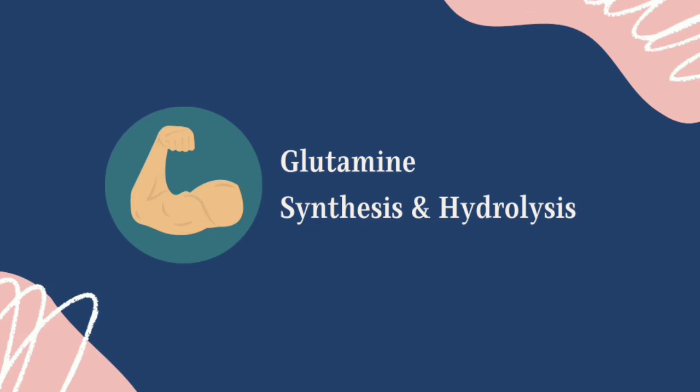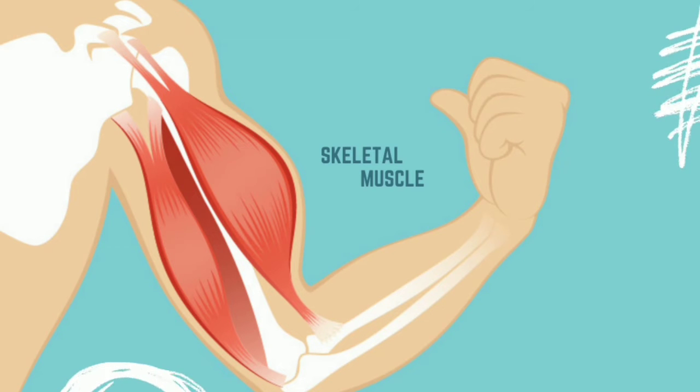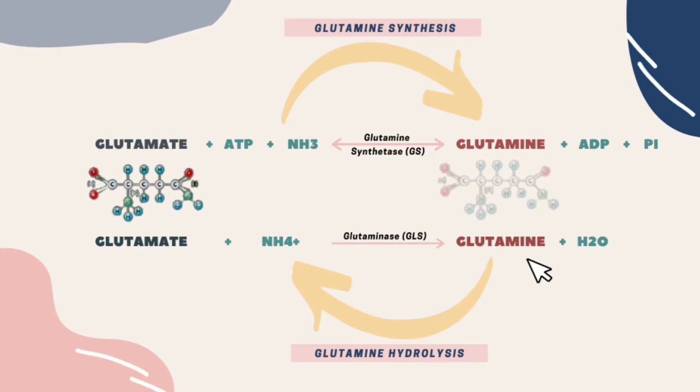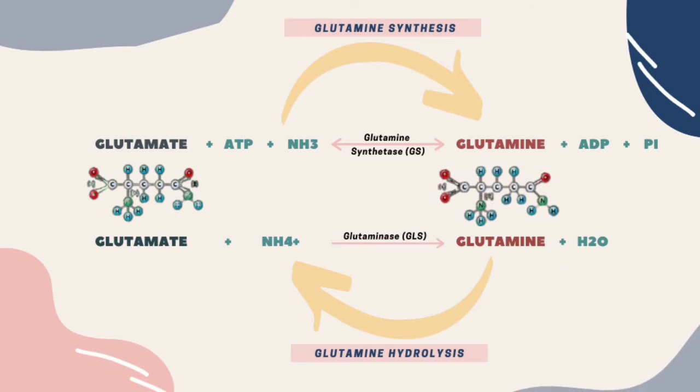Next, we are going to talk about glutamine synthesis and hydrolysis. The synthesis of glutamine mainly occurs in skeletal muscle. From glutamine, glutamate is produced through glutaminase activity, releasing ammonium ion. This reaction is called glutamine hydrolysis. Glutamate is also synthesized from alpha-ketoglutarate and ammonia. Muscle cells can synthesize glutamine through glutamine synthetase using glutamate, ATP, and ammonia.